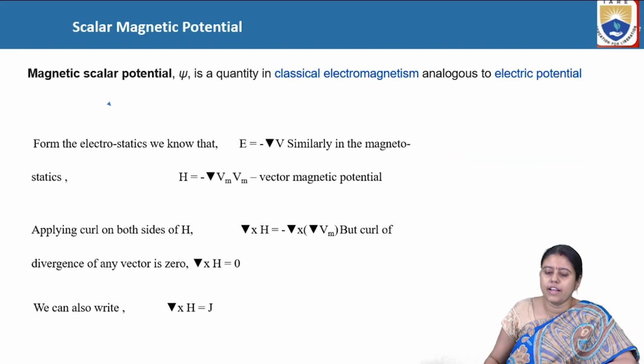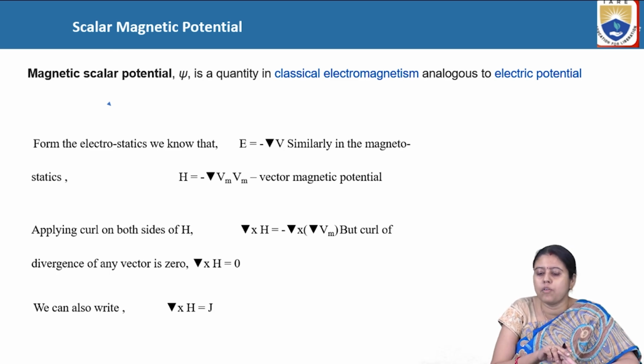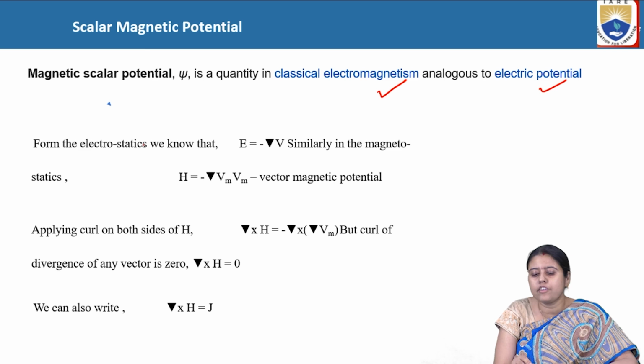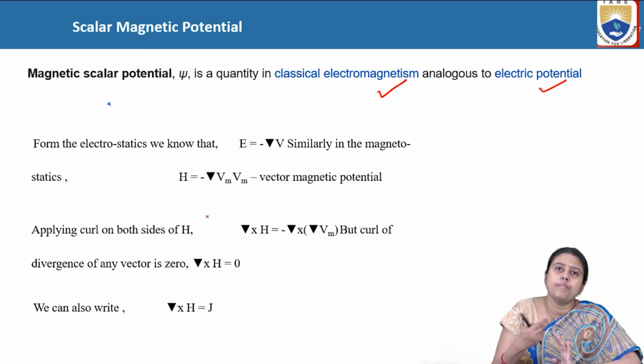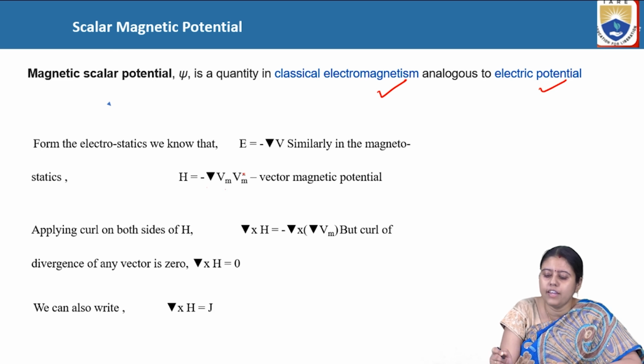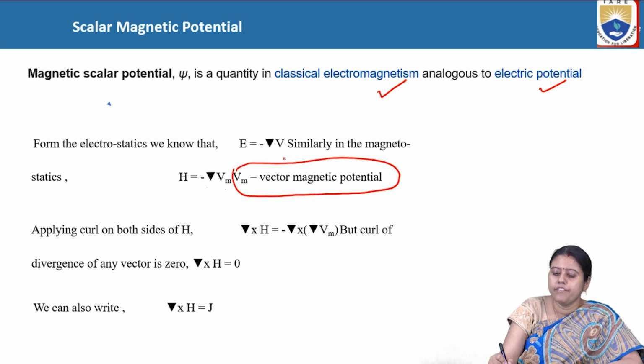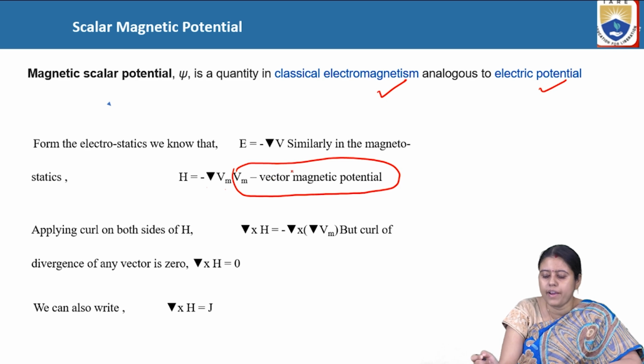What is the meaning of the scalar magnetic potential? The scalar magnetic potential psi is a quantity of classical magnetism, analogous to the electric potential. From electrostatics, we know that E is equal to minus gradient of V. So similarly, if we go for the magnetic field, we will get H is equal to minus gradient of Vm. And what is Vm? Vm is the scalar magnetic potential.